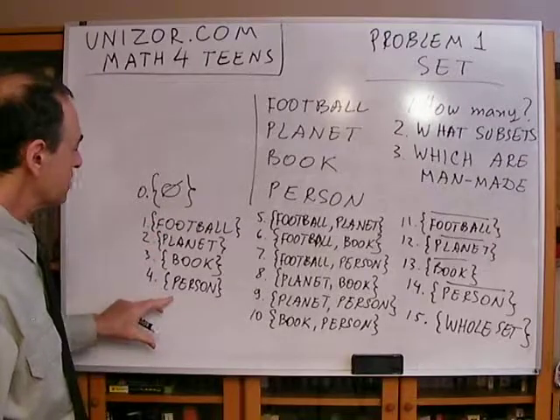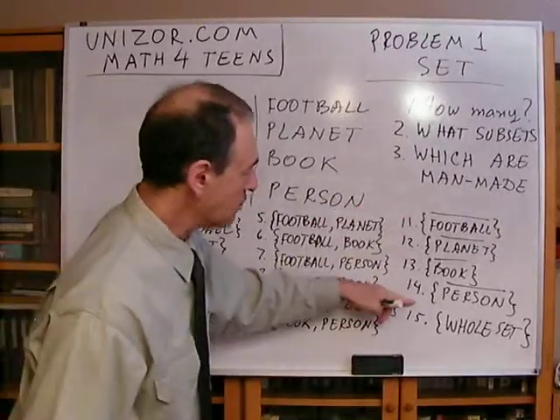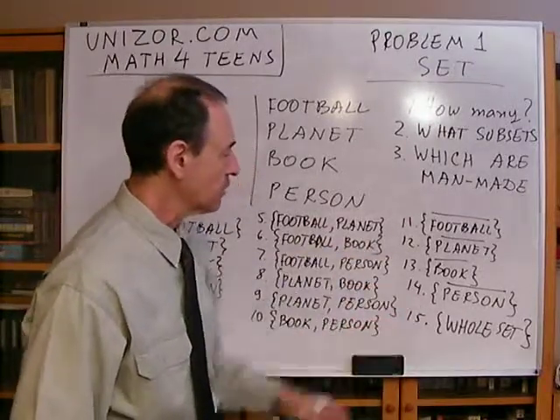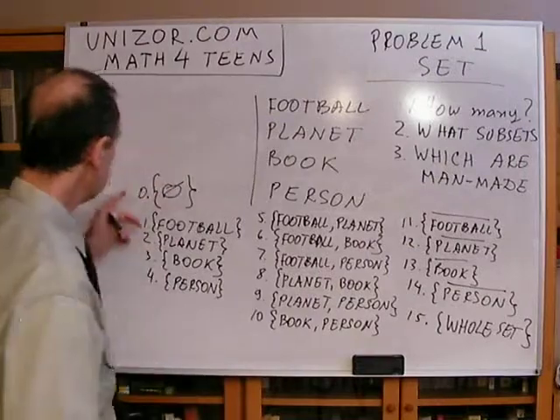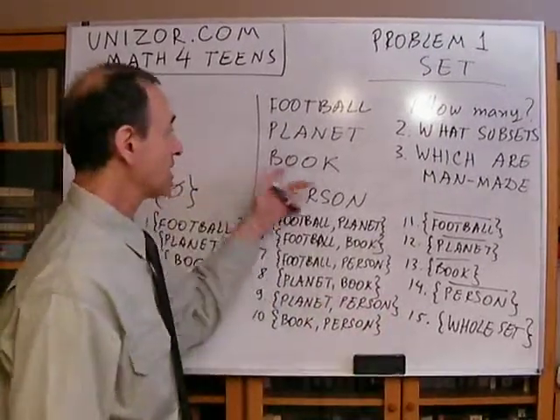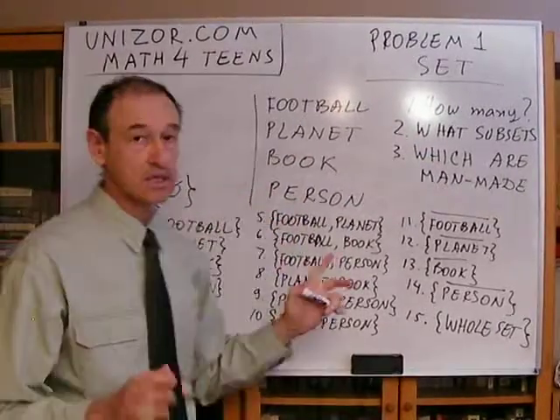These are all the subsets which contain 1. These are which contain 3. These are which contain 2, these are 3, and this is the only one which contains all 4. So we have numbers from 0 to 15, so we have 16 subsets. And that's the answer to question number 2. This set contains 16 subsets.